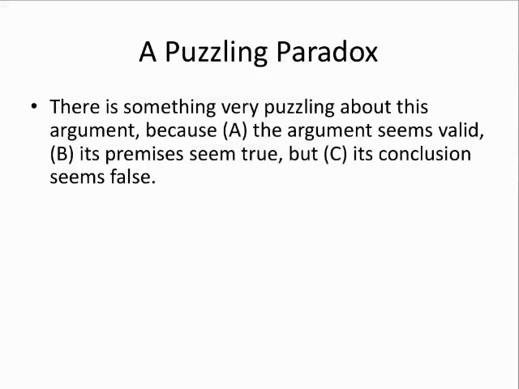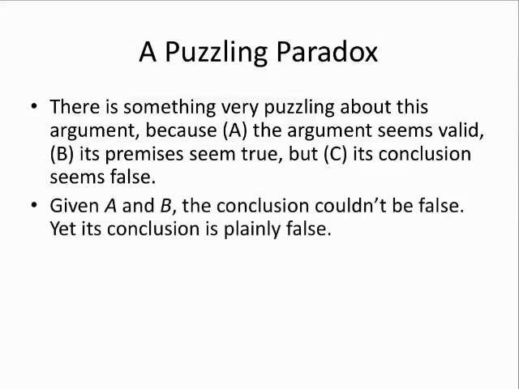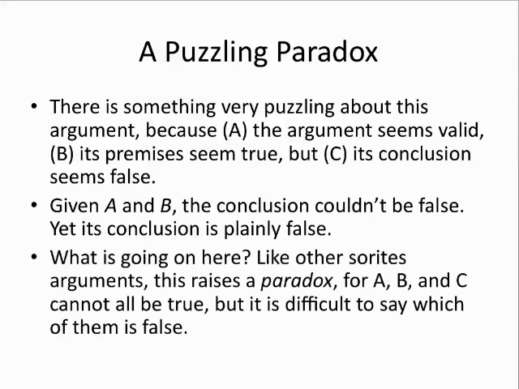This paradox is troubling for several reasons. The argument seems valid, the premises seem true, and yet the conclusion seems to be false. But if the premises are true and the inference is valid, how can the conclusion be false? Yet it surely is. This brings on the paradox. Something is clearly amiss among the statements that make up the argument, but we can't quickly ascertain what it is.